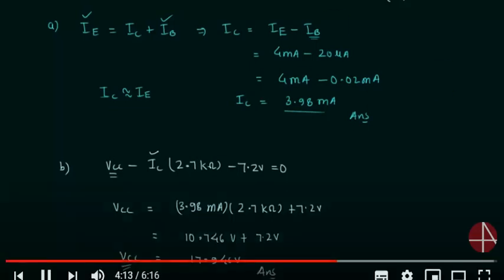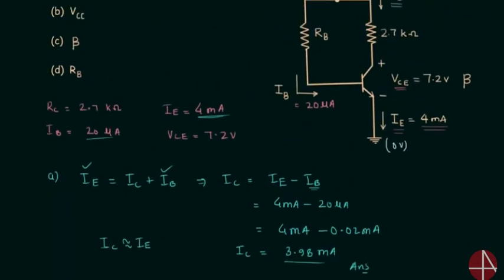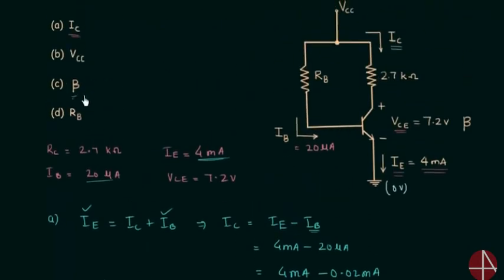Now we will solve the C part, in which we have to calculate the value of beta. Beta is equal to IC, the output current, divided by IB, the input current. IC is equal to 3.98 milliamps, and IB, the base current, is equal to 20 microamps. So beta is equal to 199. This is the answer of the C part.